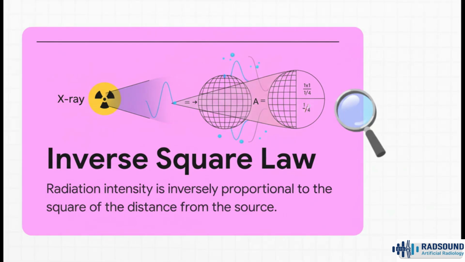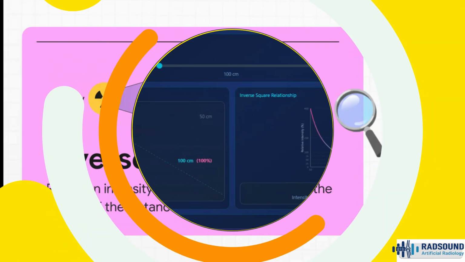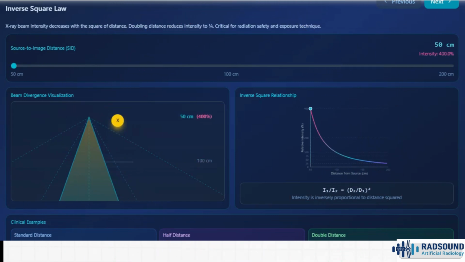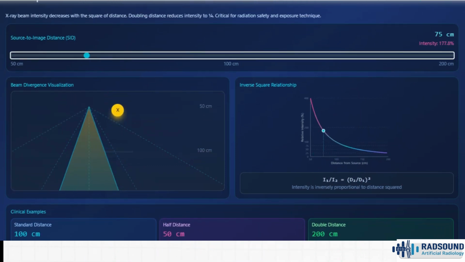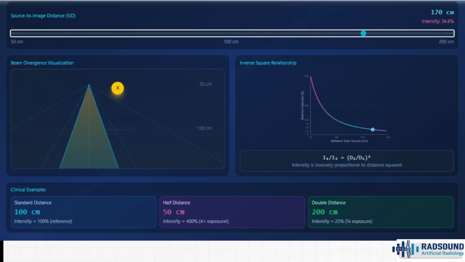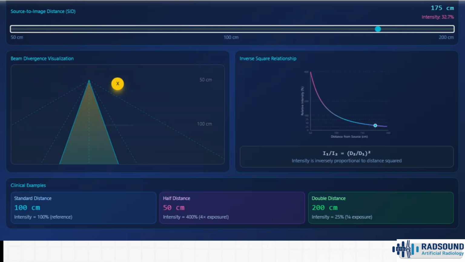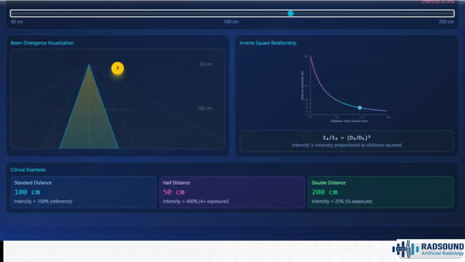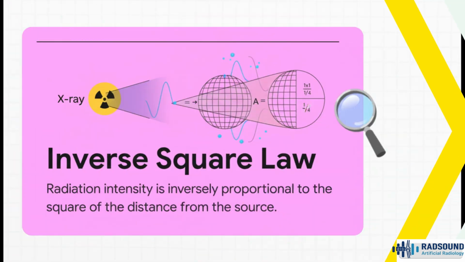Next is the inverse square law. This is just a fundamental rule of the universe. The intensity of radiation drops off fast as you move away from the source. To put it simply, if you double your distance from the X-ray tube, the radiation you're exposed to falls to just 1/4 of what it was. This is absolutely critical for keeping both the patient and yourself safe.